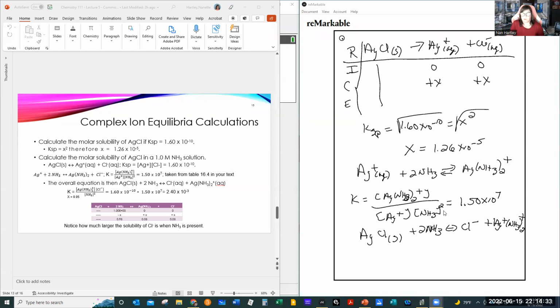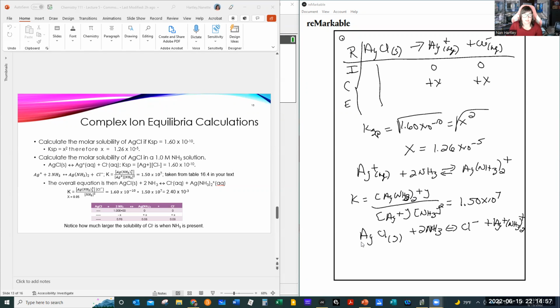All right, one more time, we'll try this again. So we were talking about the K for this process. And I wrote that the K equals the [Ag(NH3)2]+ over the Ag+ times the [NH3]^2. I forgot to square it, but that's the expression that should be there. And that's equal to 1.5 times 10 to the 7th. Again, that came from table 16.4 in your textbook.